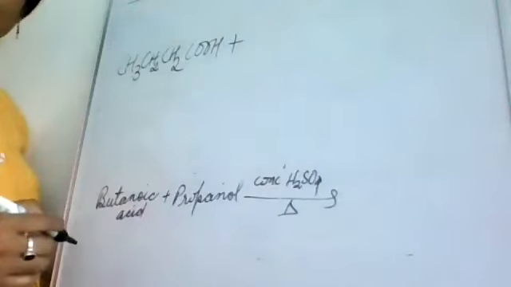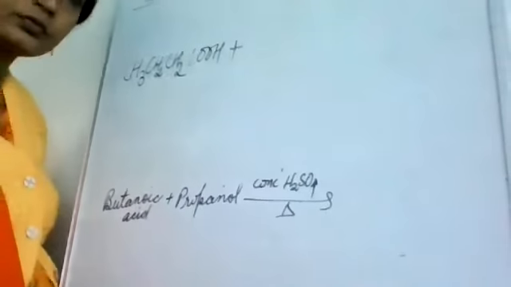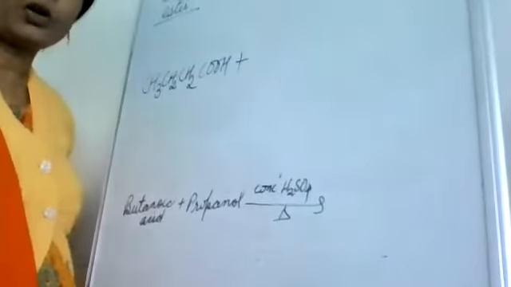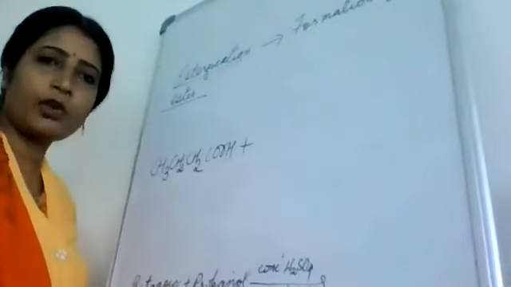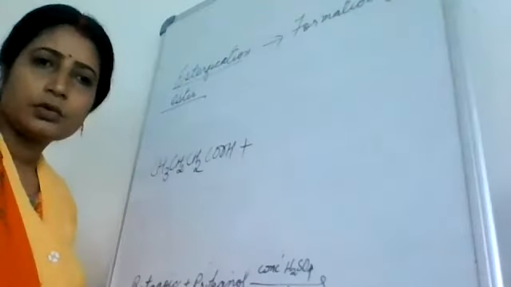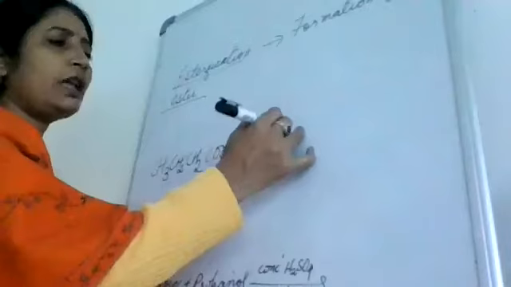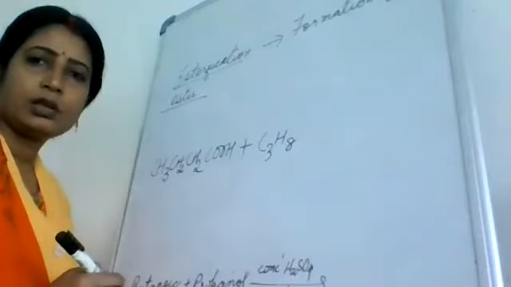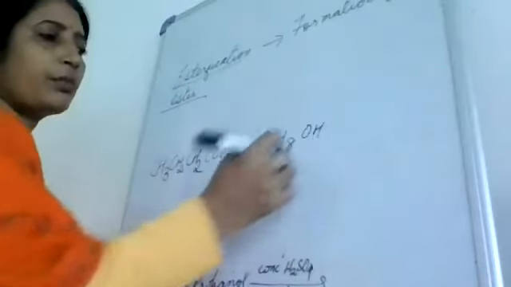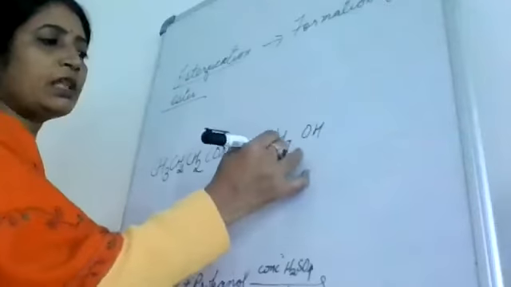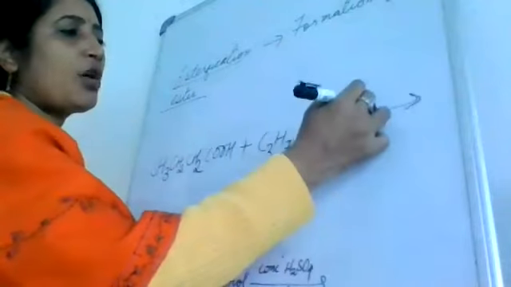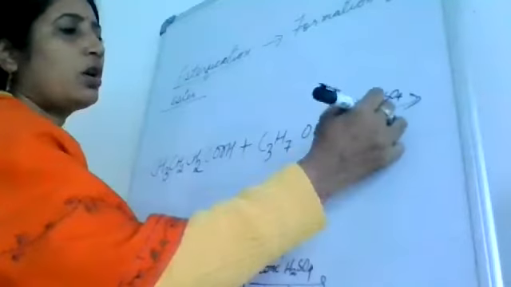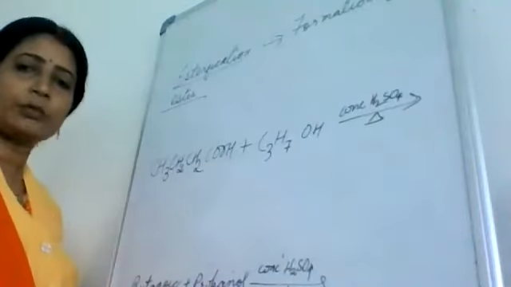Propanol, the formula of propanol. What is the formula of propanol? Anyone tell me. C3H8O. C3H8. Is it correct? OH is okay. It will be C3H7OH, not C3H8. In presence of conc H2SO4 on heating, what product will be formed?